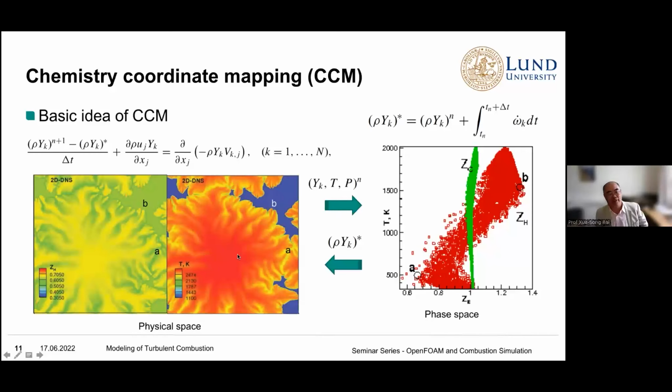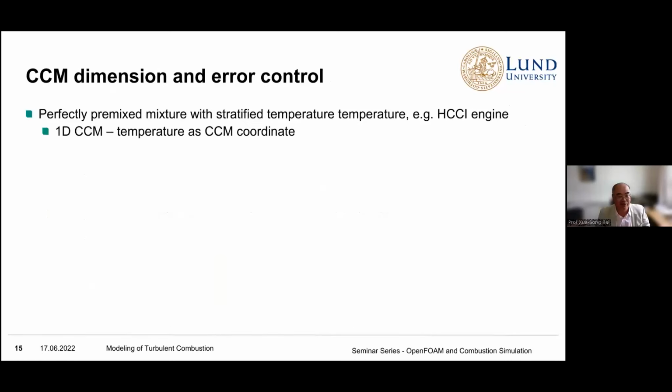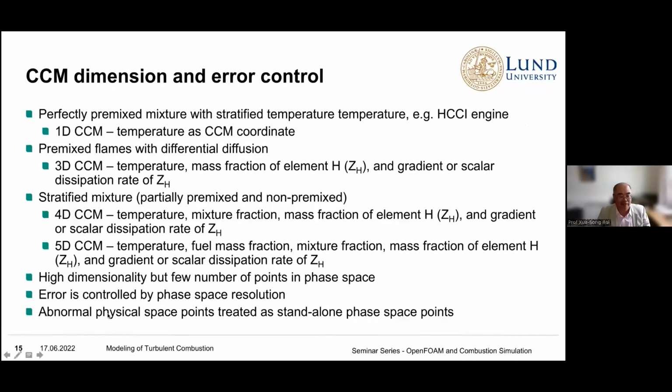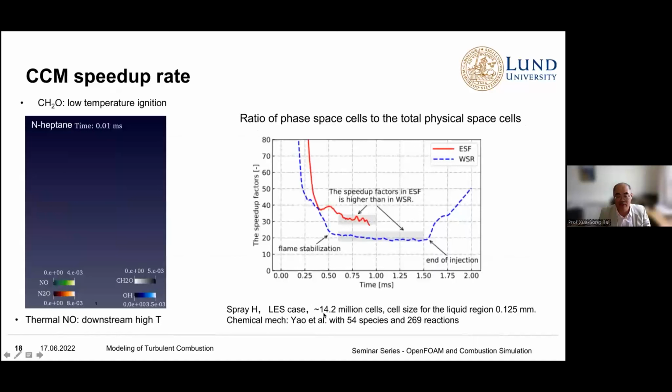So we don't worry about the larger dimension of CCM, because it doesn't fill up the phase space entirely, and we just need to index it in the coding, so we have little wasted phase space. This also shows that if you use low dimension, the problem is that you have many abnormal physical space points, which have to be treated as standalone physical points. So here one phase space corresponds to 20 physical space points, and with that low dimension, this mapping will not be so high.